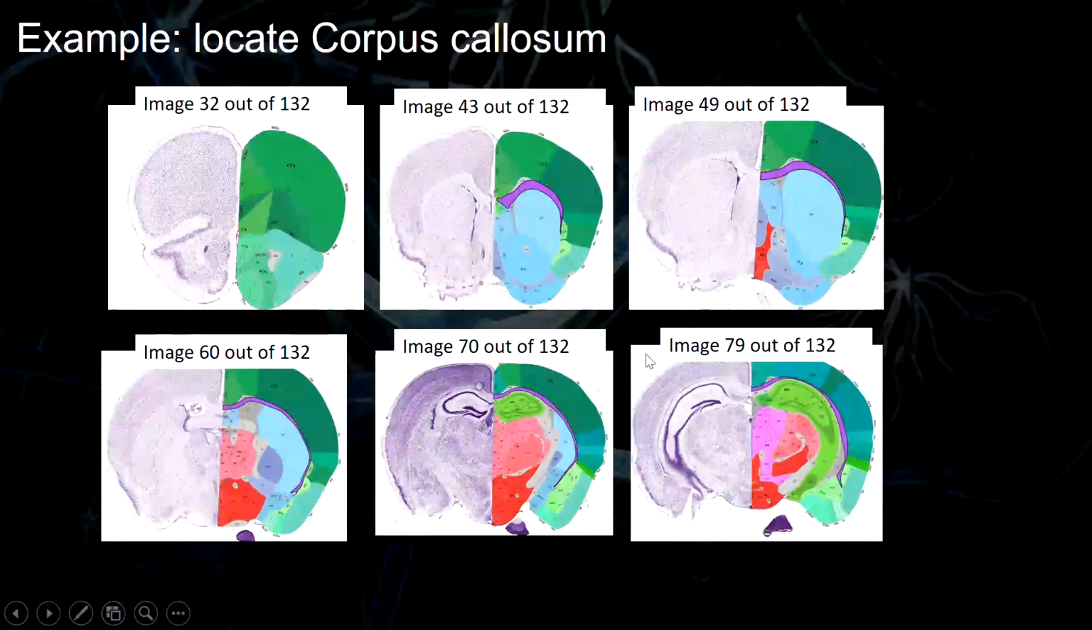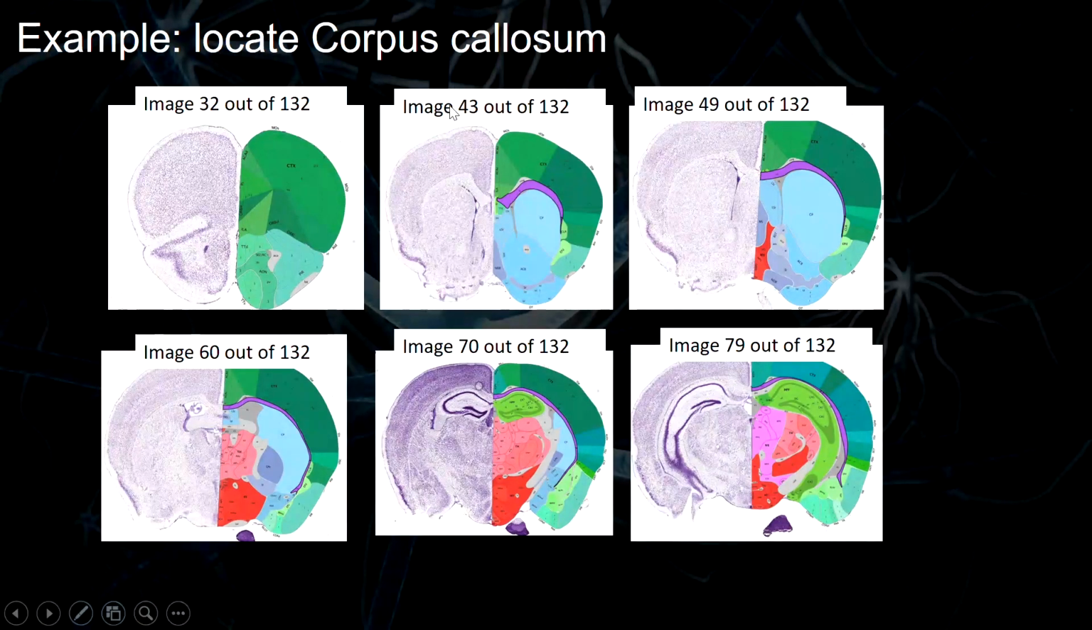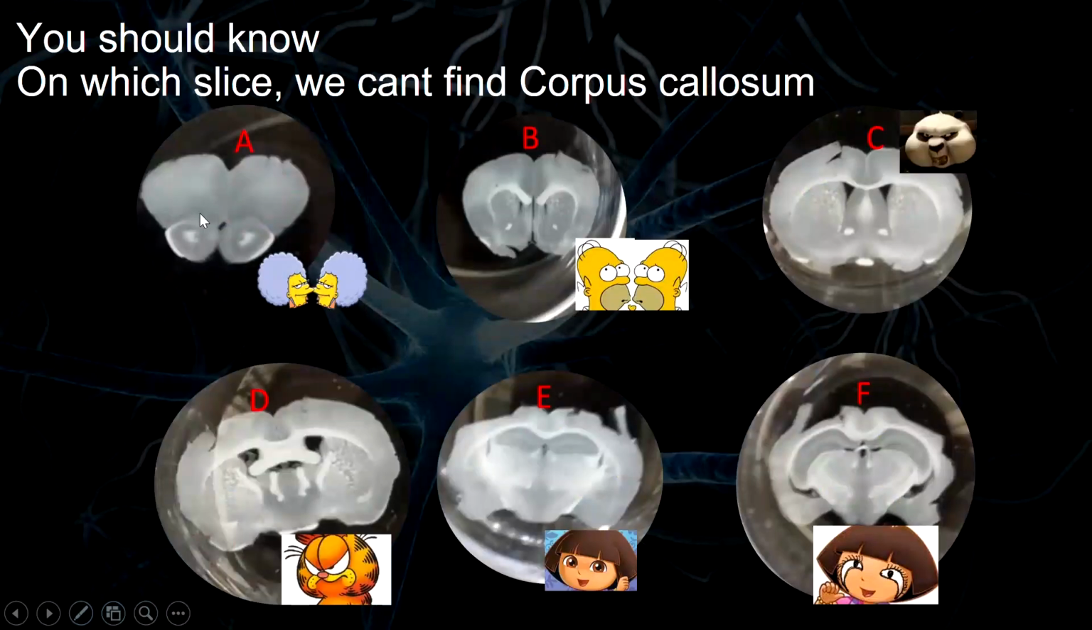Okay, let's take examples. First one, let's locate the corpus callosum. So I type it in, and then on image 32, I don't have any purple. 43, purple here. 49, purple here. 60, you get a long structure, that's the corpus callosum. 70, corpus callosum. 79, corpus callosum. So if we go back to our brain slice, you should know which one doesn't have corpus callosum, right? It's pretty easy to tell, because this one has a white thing here, and you have this white band structure. This one is the corpus callosum. The only one that doesn't have this one, right?